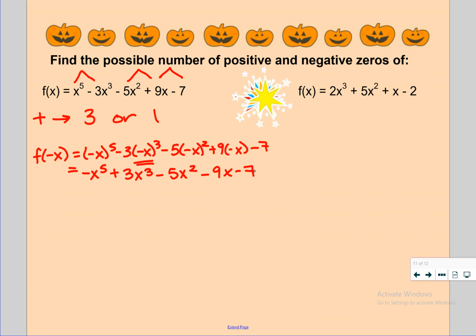How many changes of sign are there? First to second term is a change of sign. Second to third term is a change of sign. After that, it remains negative. No more changes of sign. So the possible number of negative zeros is 2 or... Should I subtract any more? No. Final answer. Okay, so we're not finding the zeros. It's just how many of each of them could there be. All right, you guys do the second one, and then we're finished. Find the possible number of positive and negative zeros for that function.